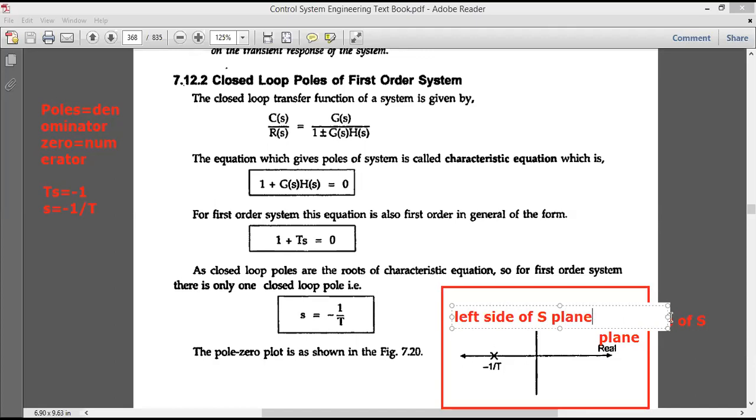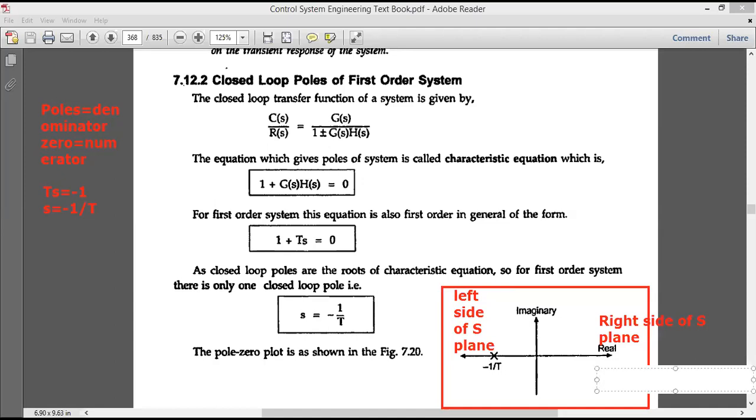Left side of the S-plane. This is how we go for identification. So, the right part of the S-plane and the left side of the S-plane. And where is this pole represented on the left side? You can see it is a cross mark. Always remember we represent a pole with a cross mark, and for zeros we use a circle. If I draw a circle, it becomes my zero.